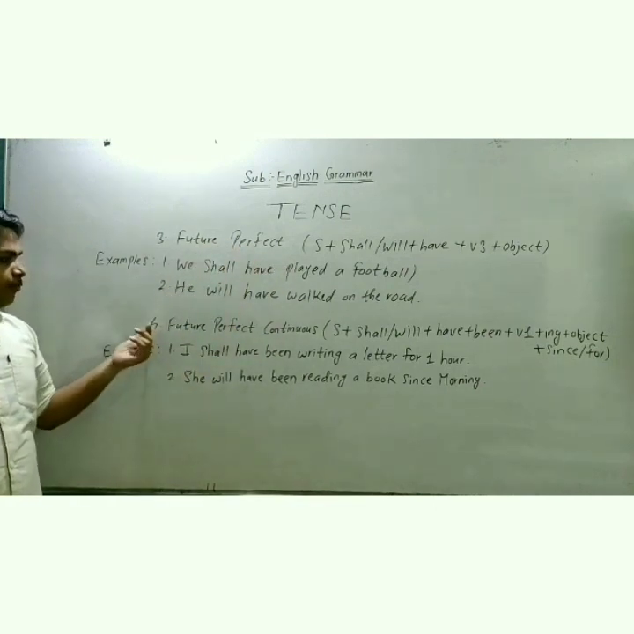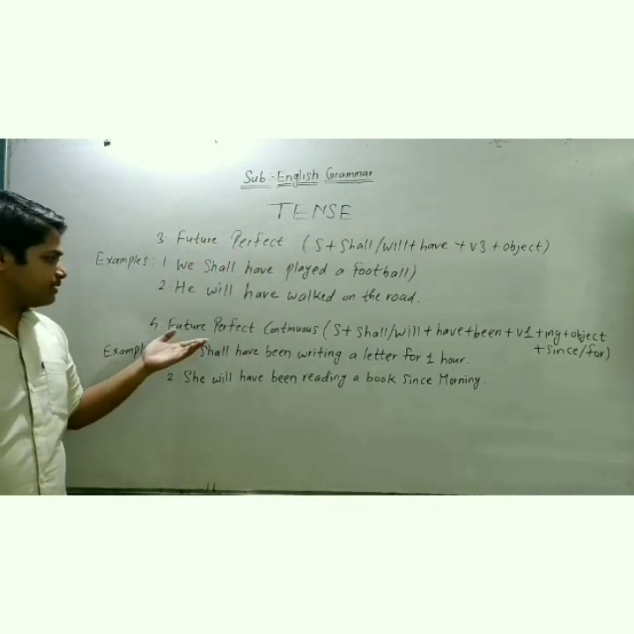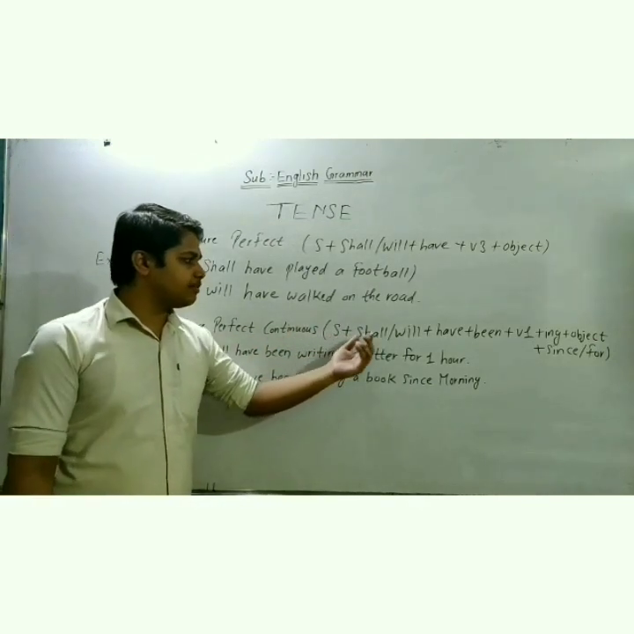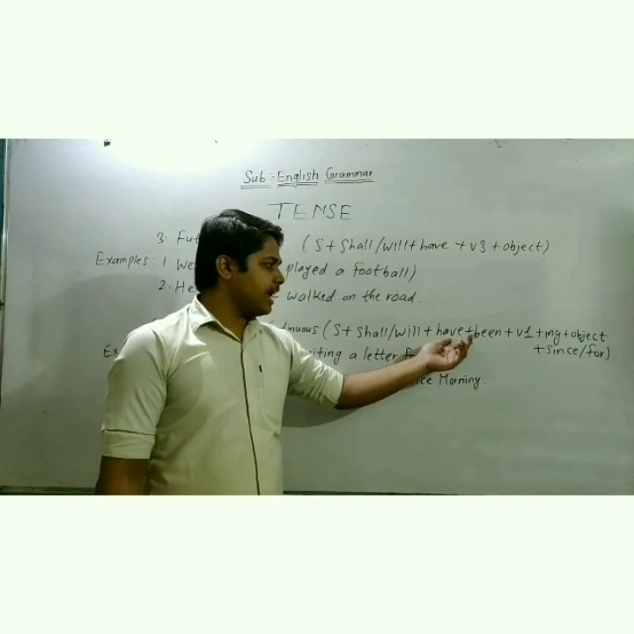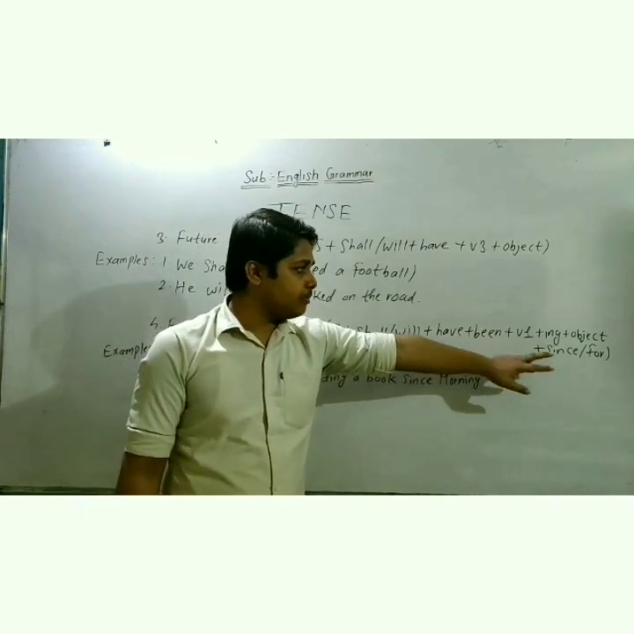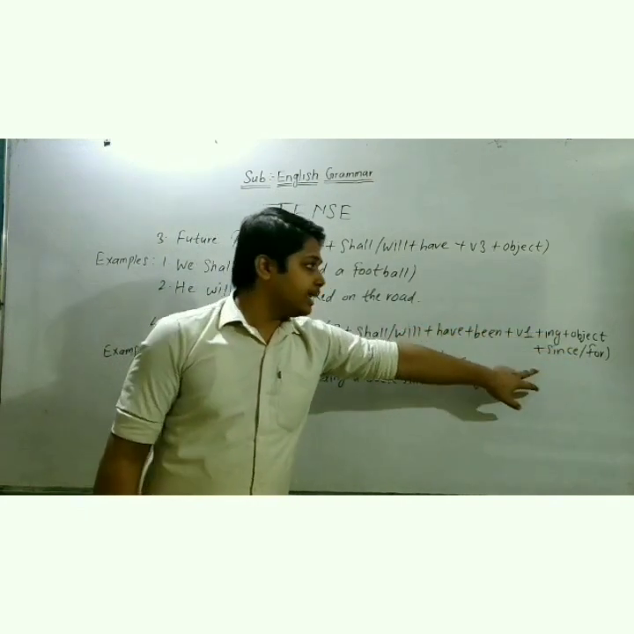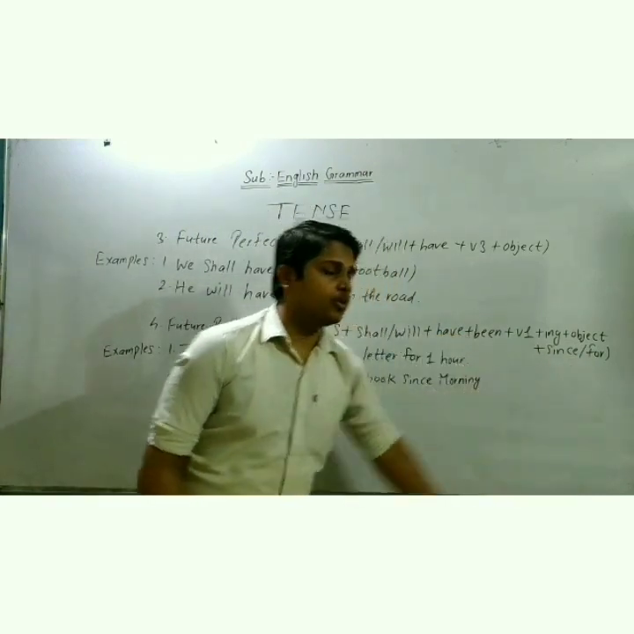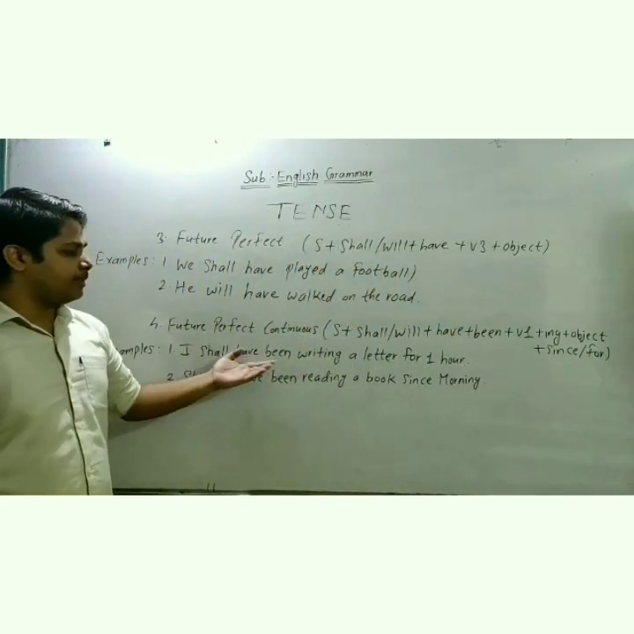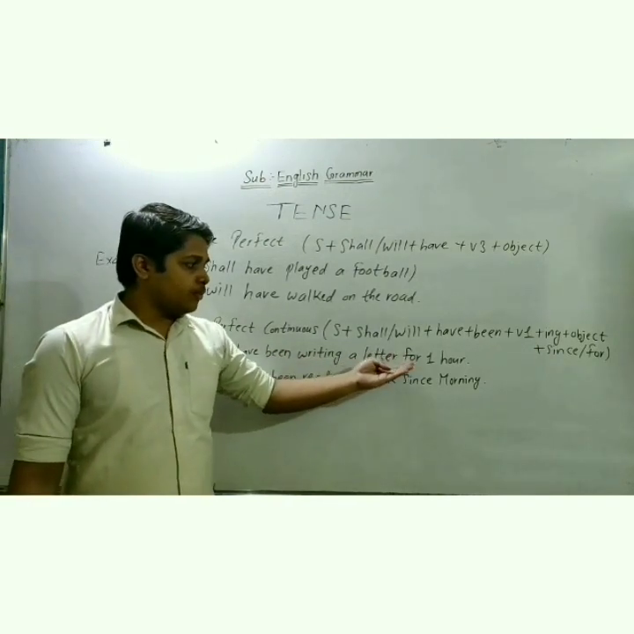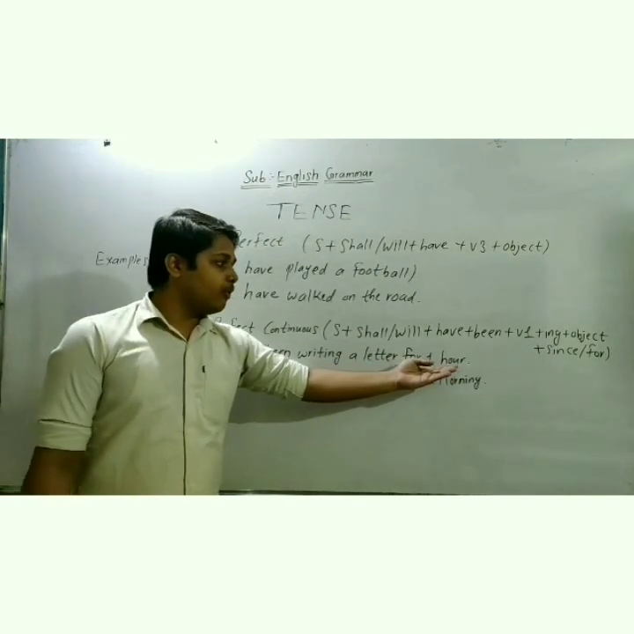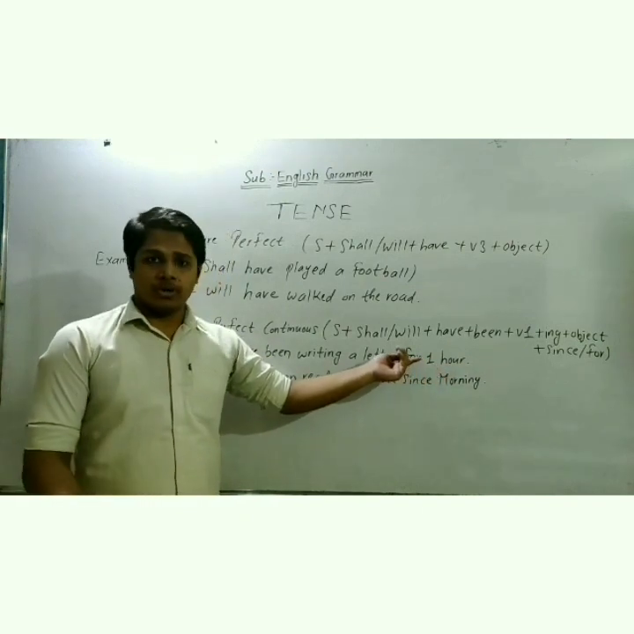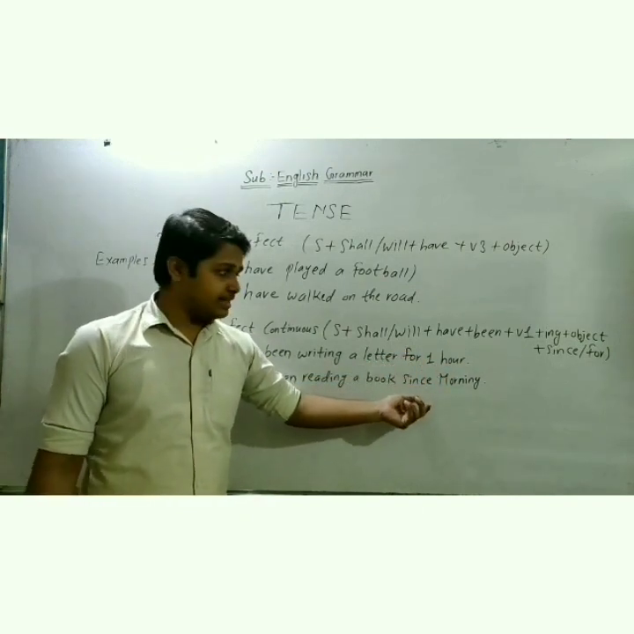Continuing, the last subtype of the future tense is future perfect continuous. The formula is subject plus shall, will plus have plus been plus verb first form plus ing plus object plus since and for. I told you about since and for. For example, I shall have been writing a letter for 1 hour, because it is 1 hour and the exact time is not mentioned, so we have to use only for. We can't use since.